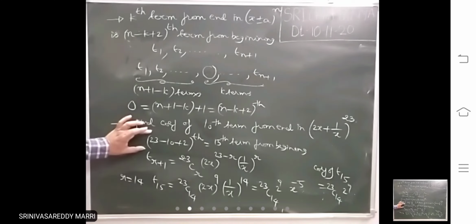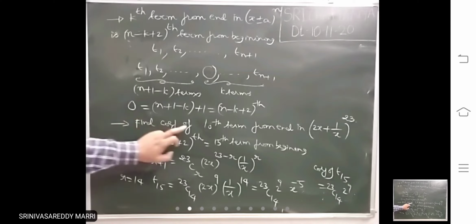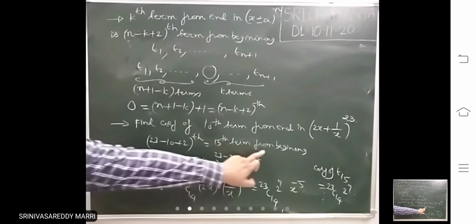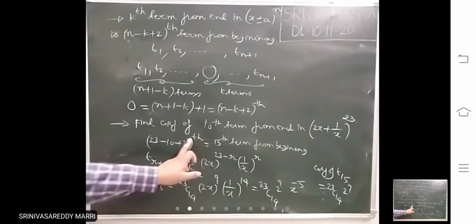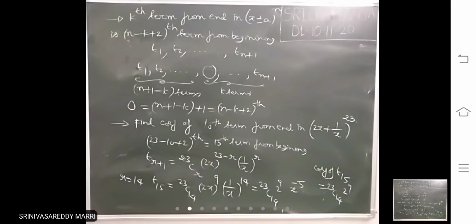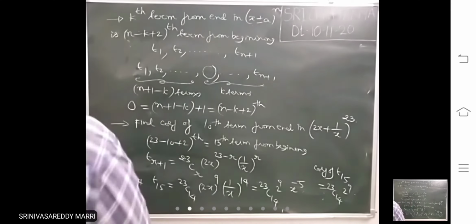Just determine that the 10th term from the ending is nothing but the 15th term from the beginning. So from the beginning we have the formula. That is how to find the coefficient of any term in the expansion.